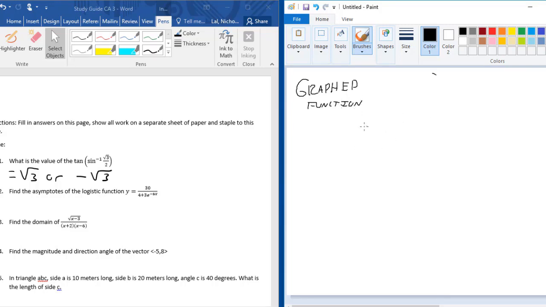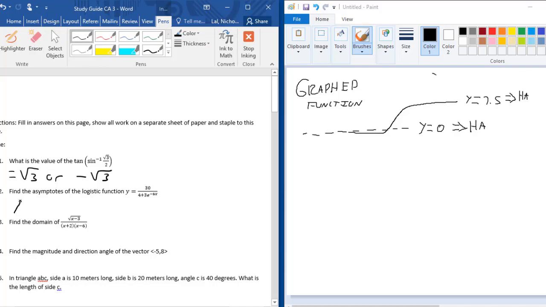The function will look like this. We have a horizontal asymptote and then a logistic function, and our two horizontal asymptotes were at y equals 0 and y equals 7.5. That's one horizontal asymptote. This is another horizontal asymptote. So our two horizontal asymptotes will be y equals 0 and y equals 7.5.